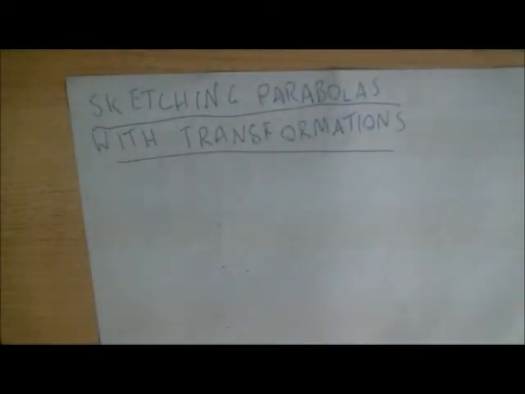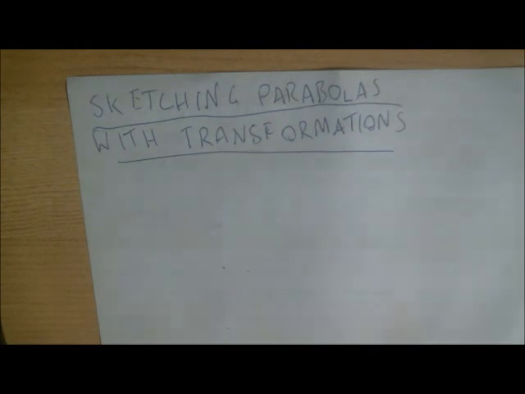Hi guys, today we're going to be looking at sketching parabolas with transformations. In the previous lesson we talked about plotting parabolas, what properties they have, and what numbers and variables affect the graphs themselves. This is following on from that. The difference is we're using the information from the last lesson to make predictions about where the parabola will be on the Cartesian plane.